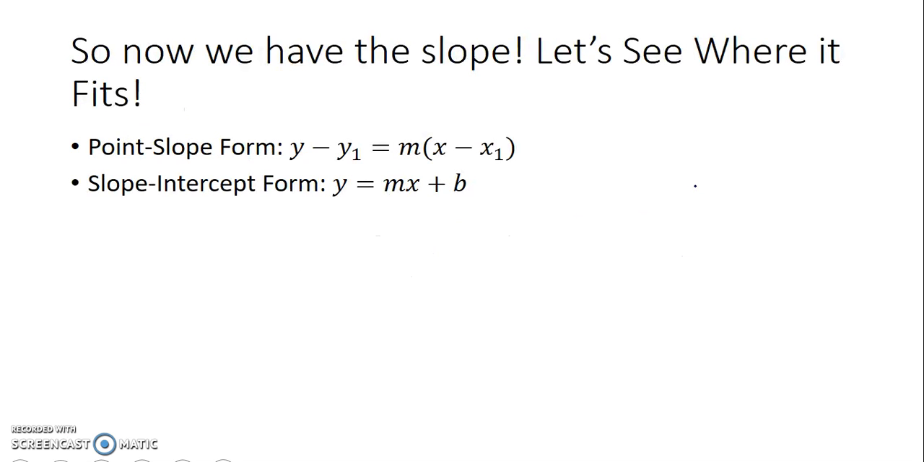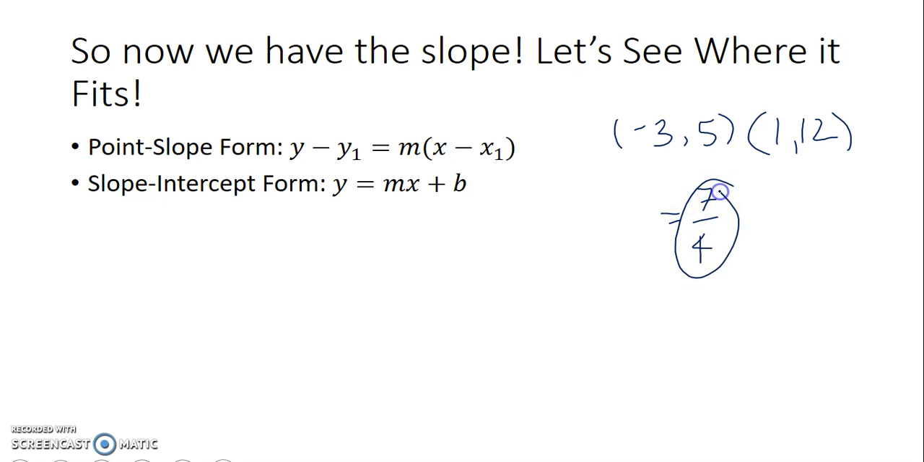Okay, so looking back at our first 2 points, they were (-3, 5) and (1, 12). The slope we found for those was 7/4. So we would now plug 7/4 into the m here and into the m here. We will be going over that in just a few minutes.